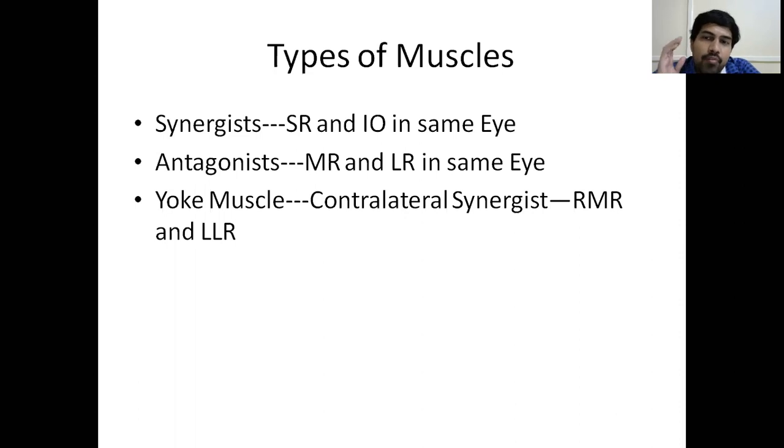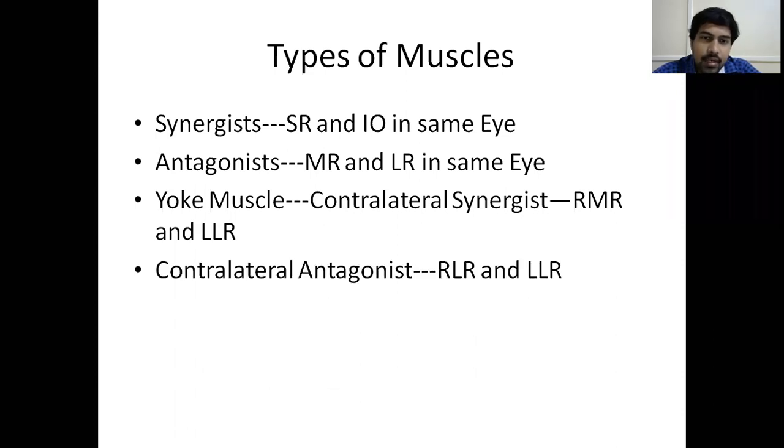For example, if you want levoversion, suppose the eyes have to look towards the left. The left lateral rectus will contract, your left eye will move towards the left side, and your right medial rectus will contract, your right eye will also move towards the left side. So yoke muscles are contralateral synergists. Contralateral synergist means two muscles, one in the right eye and the other in the left eye, which serve the same function. For example, the right eye medial rectus and the left eye lateral rectus both will cause the eyes to deviate towards the same side. That's why they are called yoke muscles.